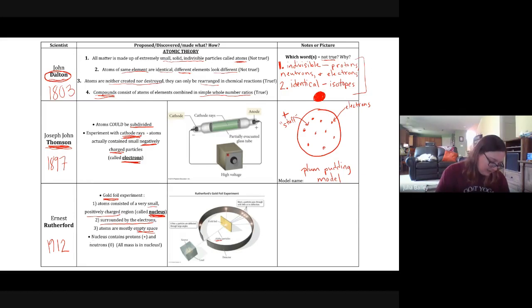He posited that the nucleus contains protons. Later, we discovered neutrons. Neutrons were actually not part of Rutherford's discovery, but I want you to know the nucleus has protons and neutrons, and that all the mass of an atom is in the nucleus. Like technically electrons have mass, but they're so much smaller that they don't contribute to the total mass of an atom, right?